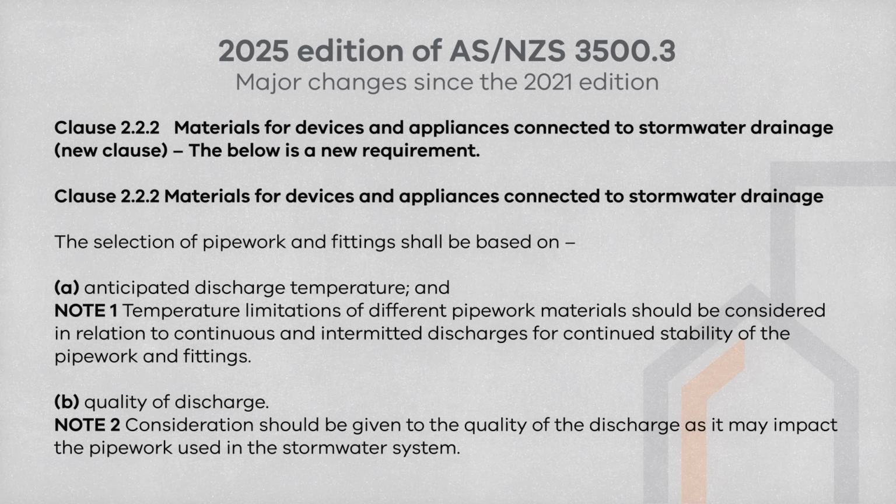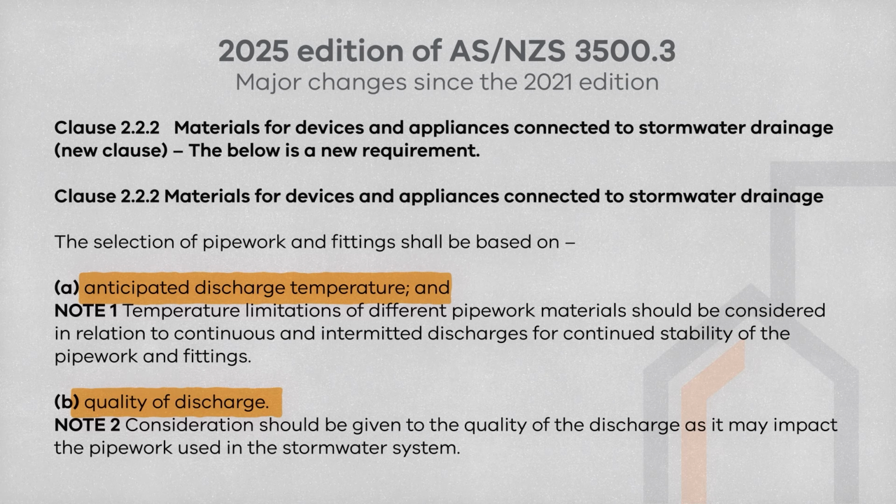Clause 2.2.2 is a new addition to the 2025 standard. This clause requires that when we are selecting stormwater pipework, fittings, or products, we base our choice on two key factors: the anticipated discharge temperature and the quality of that discharge. In simple terms, this means you need to look at what's being discharged into the stormwater system and how it might affect the materials used. The best way to do that is to get the discharge data from the manufacturer, things like temperature, composition, or any chemicals present.